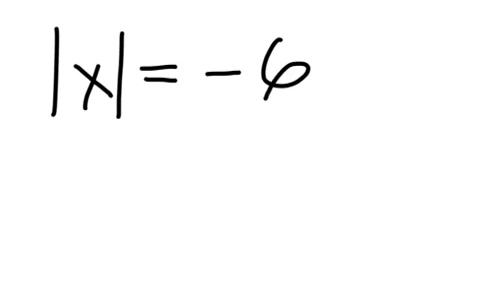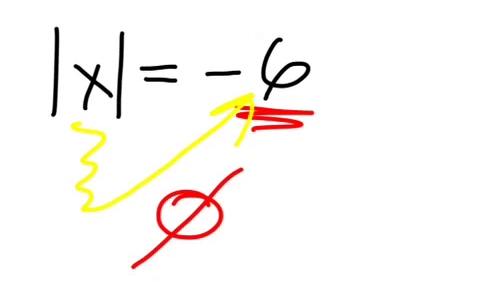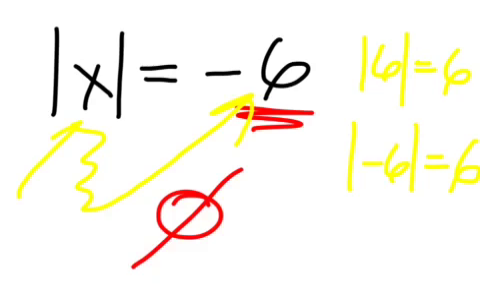In this problem, we have the absolute value of x equals a negative 6. Anytime you have the absolute value of something equal to a negative, the answer is the empty set, or no solution, because anything that comes out of this is not going to be negative. If I put a 6 in here, what's the absolute value of 6? 6. What's the absolute value of negative 6? 6. So there's nothing I can put in here that is going to make that have a negative answer. So you're just finished with that.